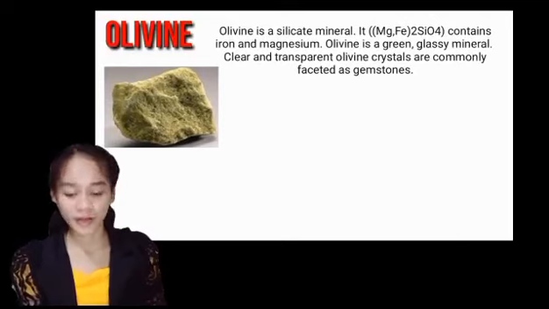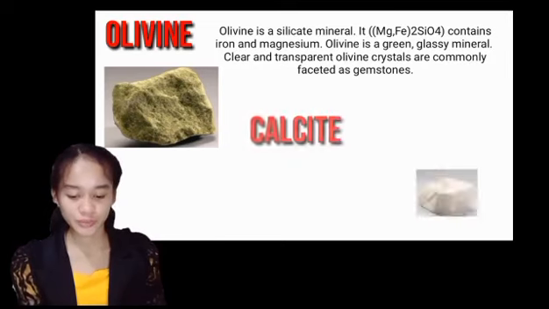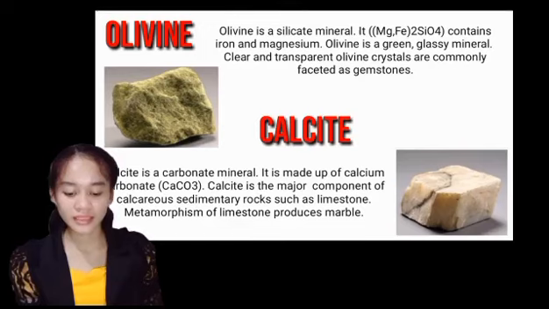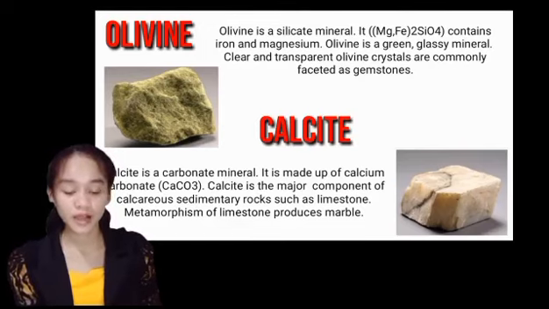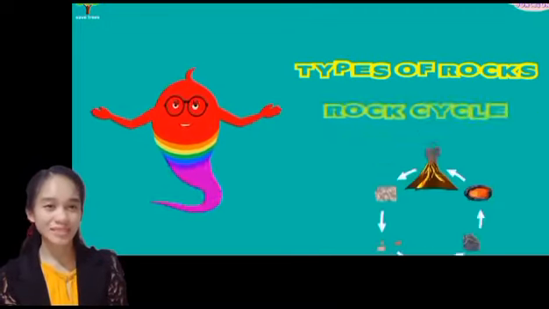Next is olivine. It is a silicate mineral containing iron and magnesium. Calcite. It is a carbonate mineral and it is made up of calcium carbonate. So now, we will learn about types of rocks and the rock cycle.